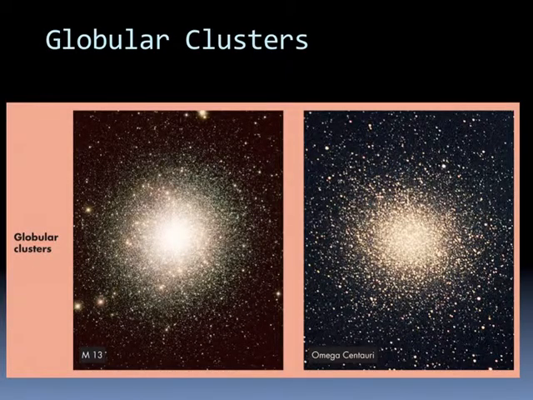Here are two pictures of globular clusters. This is M13, so 40 to 60 light years across, but it might have 1 million stars in it. They're really brilliant objects and a lot of fun to see in a telescope.